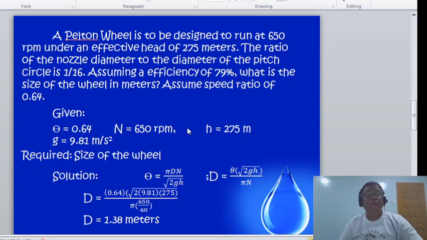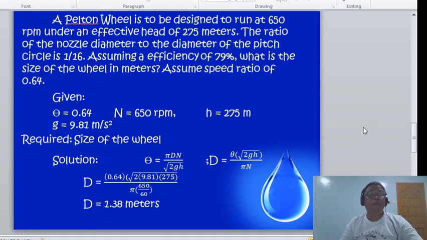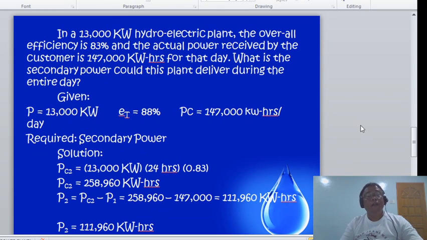From the definition, we have the peripheral coefficient, that is pi DN, or the speed of the runner, divided by the velocity of the jet. Substituting values now, the diameter is 1.38 meters.